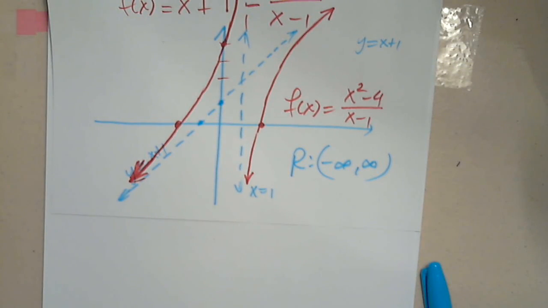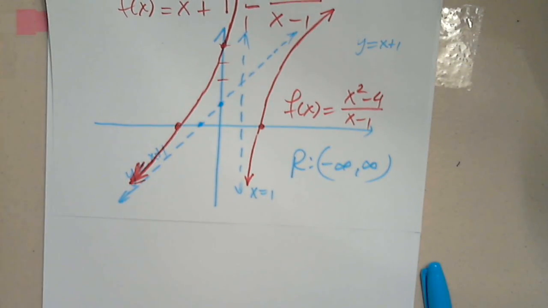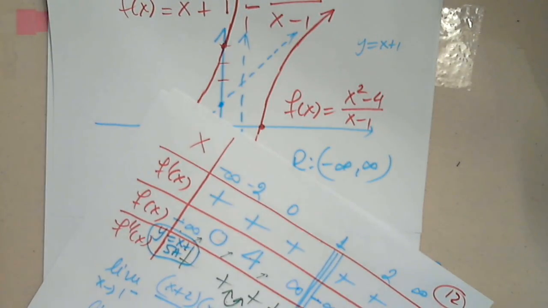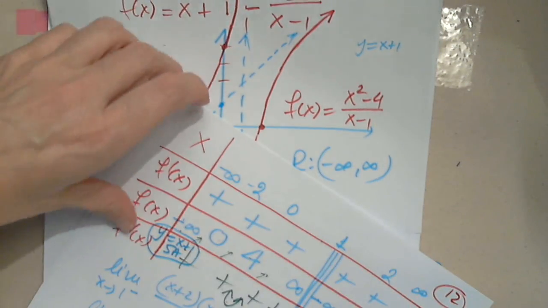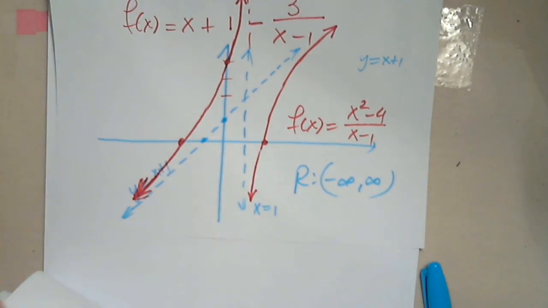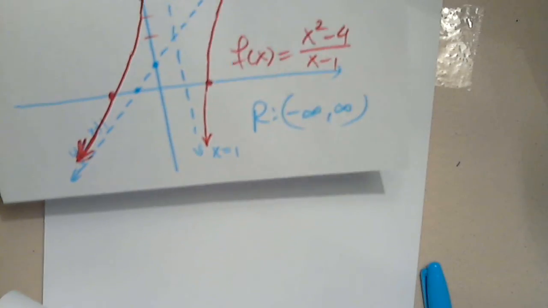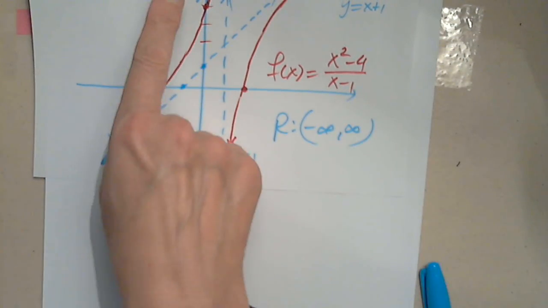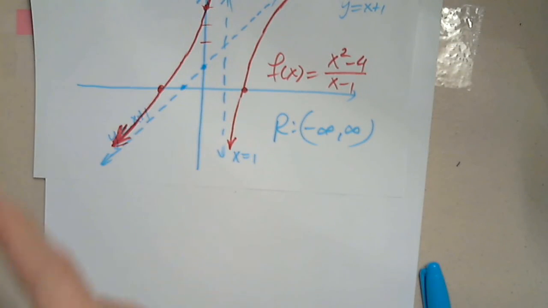So this is a function with a slant asymptote. So the degree of the top must be exactly 1 unit higher than the degree of the denominator, so that a division gives us this line. Any line, a line.